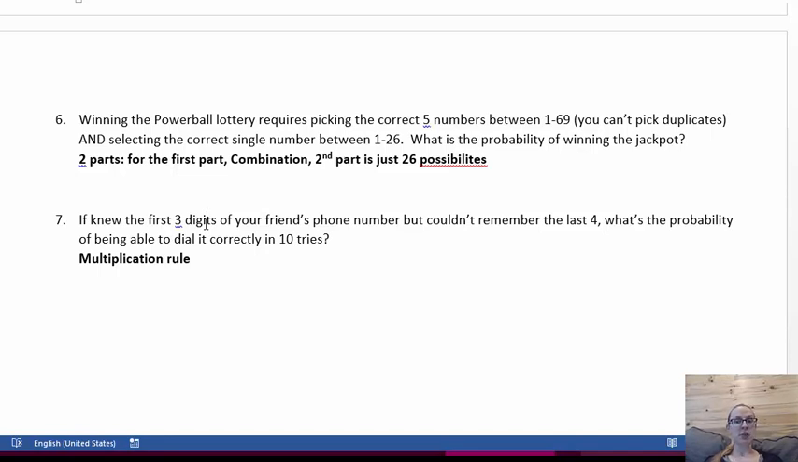Number 7, this is another phone number question. This is again going to be a multiplication rule because we can repeat options.